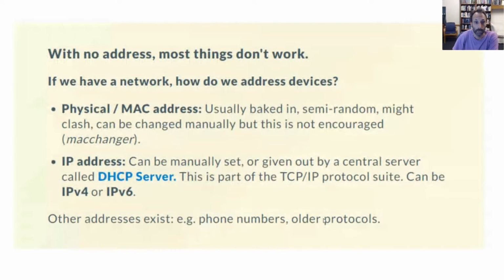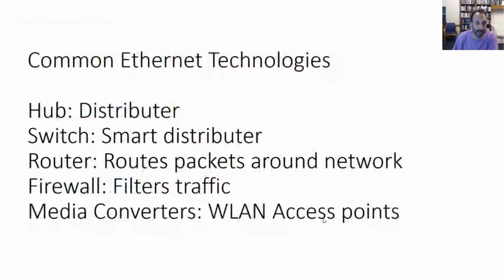Okay. Common Ethernet technologies. I'll go through this quickly. A hub, you know, rarely used anymore, but it's like when a signal comes into the hub, it kind of sprays it out across the network. Whereas a switch does it smartly. It distributes the message in a smart way. So if the message is addressed to me, the switch will direct that message to my machine.